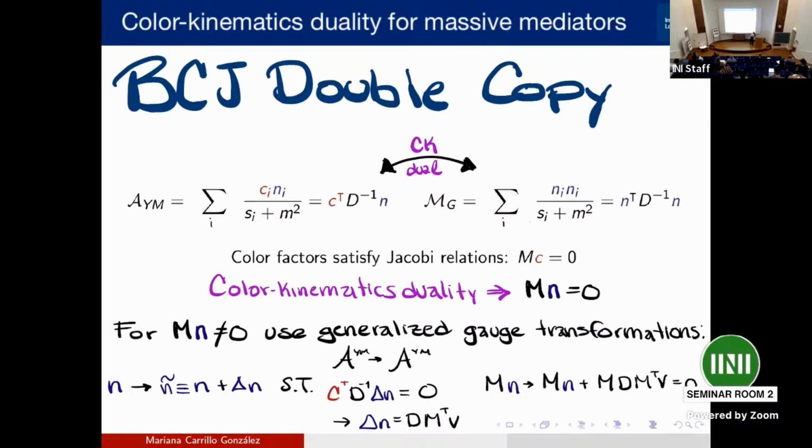And now check if your color factors will by default satisfy some Jacobi relations. And then you can compute your kinematic factors and check if they have the color-kinematics duality. And if so, you could do the double copy. If you just go ahead and do this for a massive Yang-Mills, you will immediately find that this is not the case. So you say there's no color-kinematics duality, I cannot do a double copy, and there's just no point in going forward, but that's not the case. What saves you is that you can do generalized gauge transformations to move from something that didn't satisfy color-kinematics duality to something that will satisfy it.